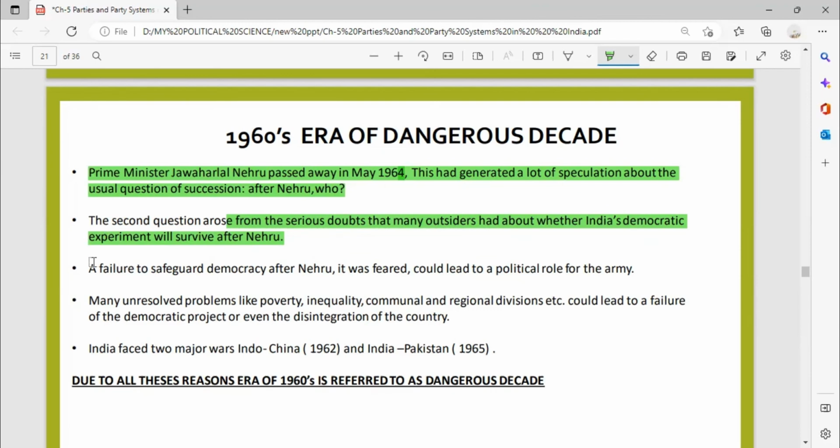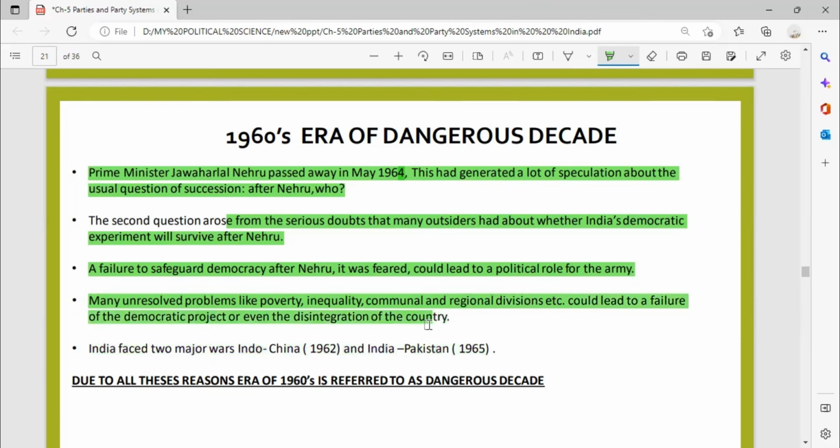Another important thing, a failure to safeguard democracy after Nehru, it was feared, could lead to a political role for the army. So it was thought Nehru is gone, now the army will enter, as happened with Pakistan. We have seen that. So many unresolved problems like poverty, inequality, communal and regional divisions could lead to failure of the democratic project and even disintegration of the country. India faced two major wars, that is Indo-China in 1962 and India and Pakistan in 1965.